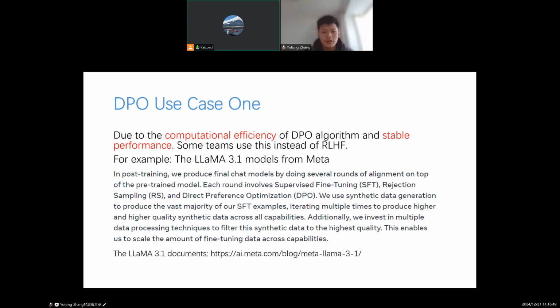The first use case is to use the DPO algorithm in LLM training. Due to the computational efficiency and stable performance of the DPO algorithm, some teams use this instead of RLHF in the training process. For example, this summer, the LLaMA 3.1 models from Meta used the direct preference optimization algorithm to align the model with human goals to get better performance, right?